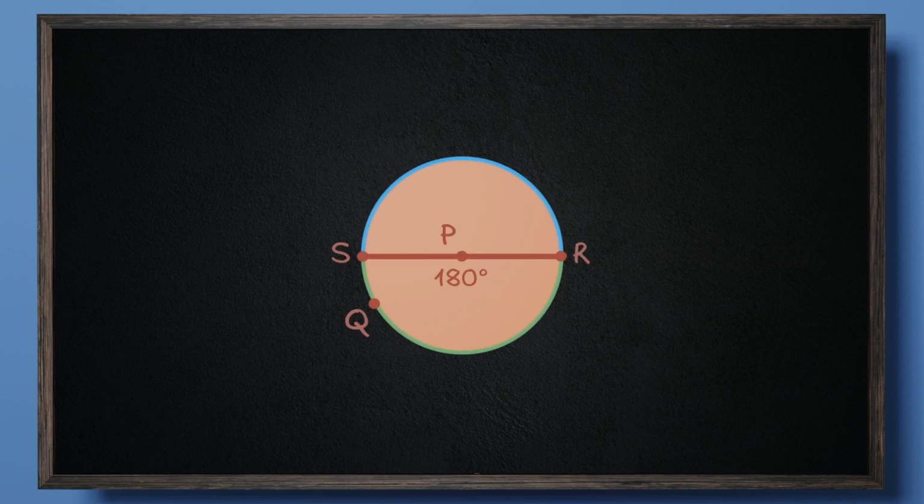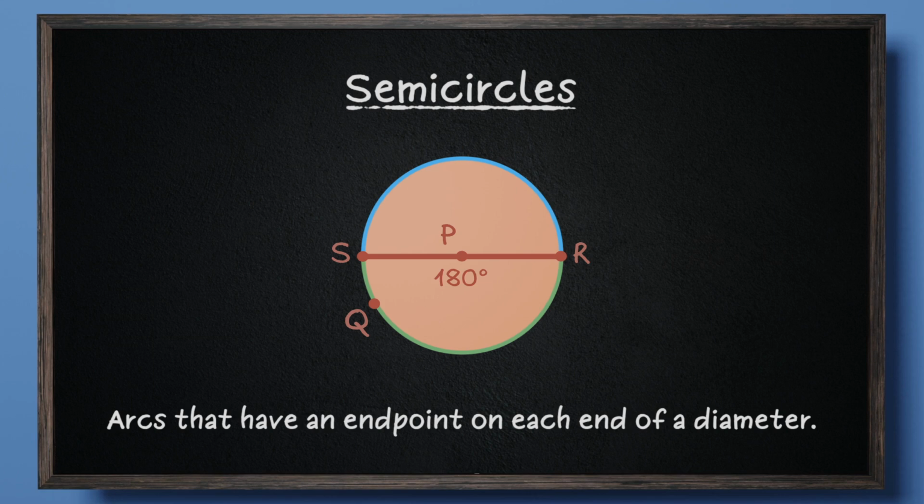What about arcs with a measure of 180 degrees? These arcs are called semicircles, which are arcs that have an endpoint on each end of a diameter. Semicircles always measure 180 degrees. Again, when differentiating between arcs, having a third point along the curve helps with labeling the 2 semicircles formed by a diameter. This is an example of semicircle SR and semicircle SQR.